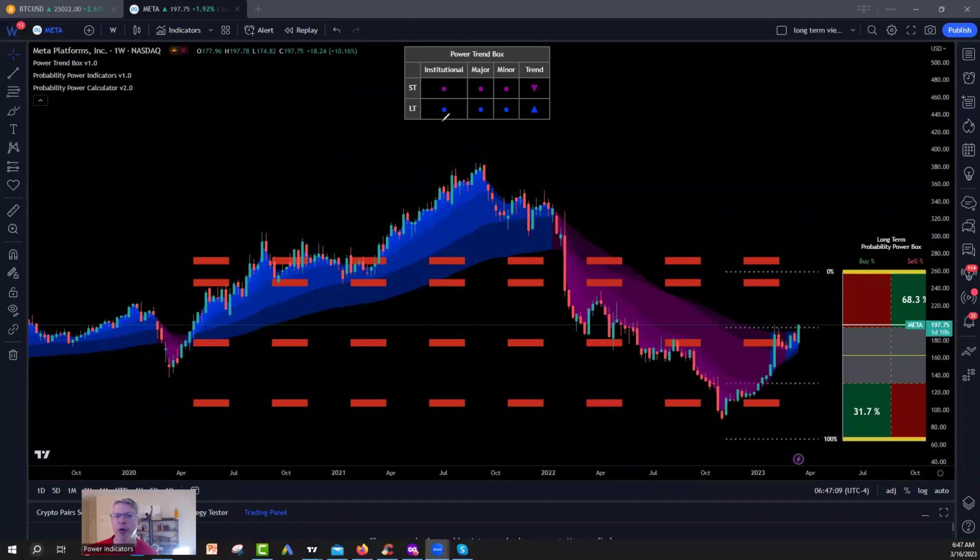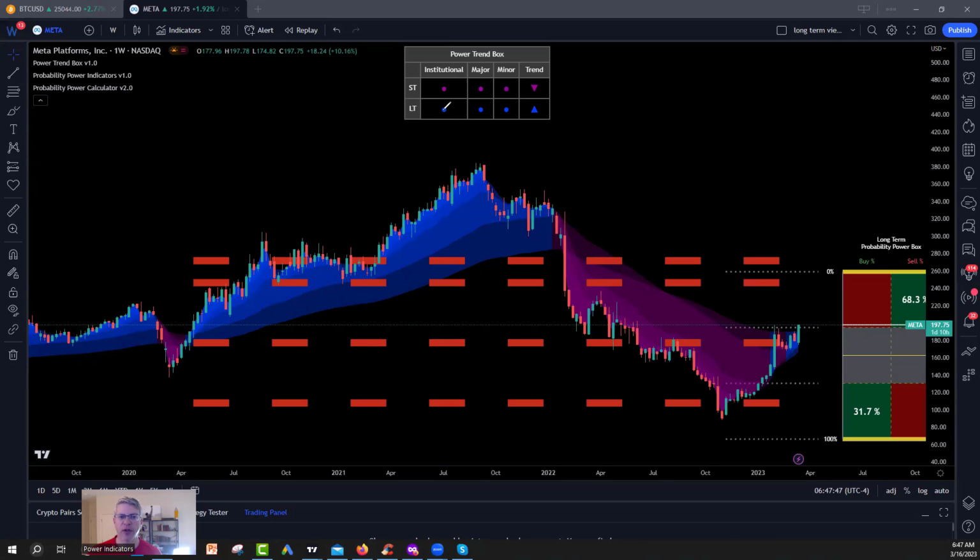So the power trend box is based on 3 components: the institutional volume pressure, the major volume pressure of a major block of volume, and the minor retail volume. When the institutional volume is down, the major volume is down, and the minor volume is down, that gives us a down purple. So I repeat, down purple, all the volumes are net sellers across the board, from institutional to retail participants. Now, same here, this is the short-term trend.